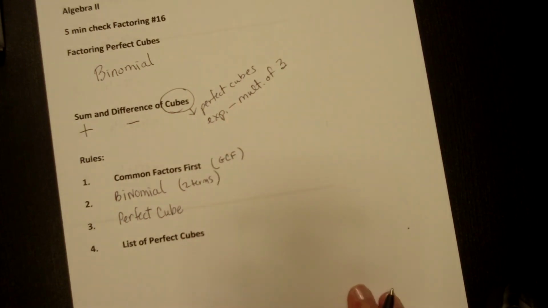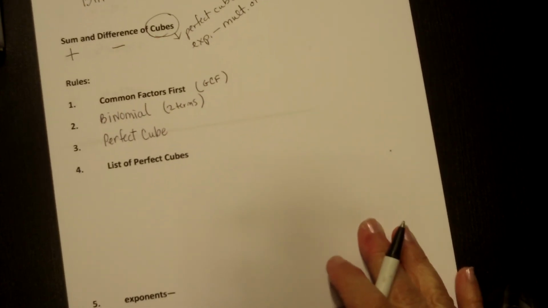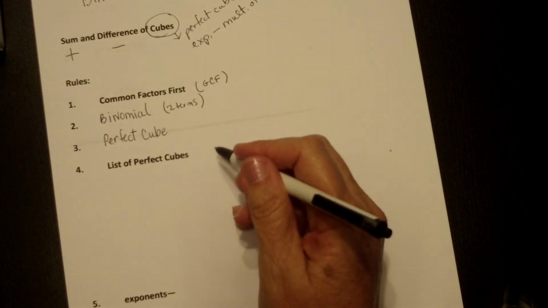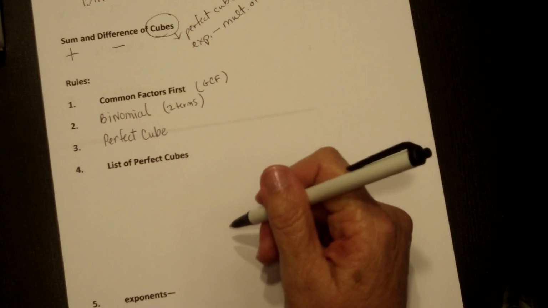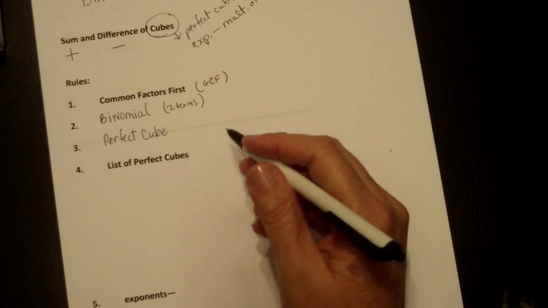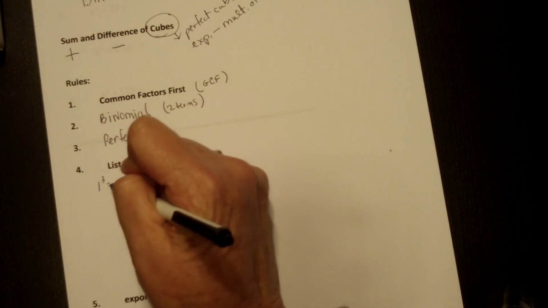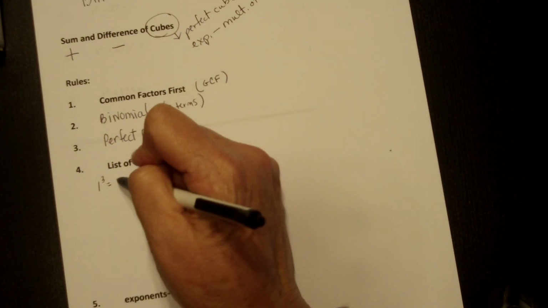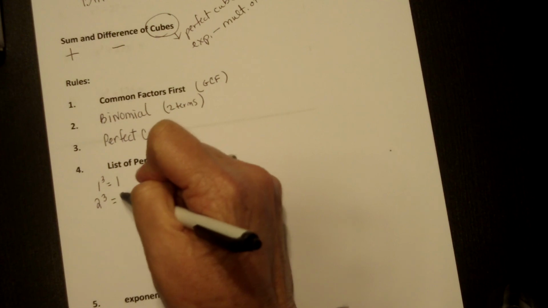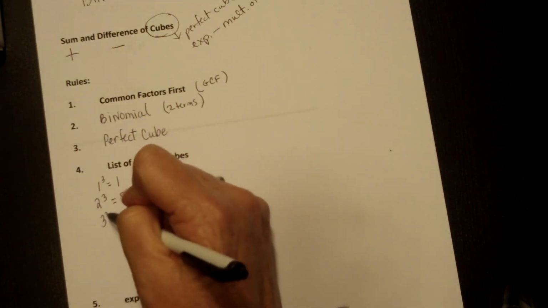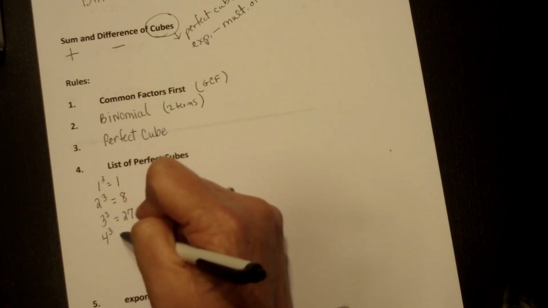Well, you're probably wondering, how am I going to know if it's a perfect cube or not? I'm going to give you a list of perfect cubes, and I'm also going to show you how to find them, so that when you take a quiz or whatever, you'll be able to make your own list. If you take 1 and cube it, that's 1 times 1 times 1, which is 1. 2 cubed is 2 times 2 times 2, which is 8. 3 cubed is 3 times 3 times 3, which is 27. And then I'll just list the rest from here.